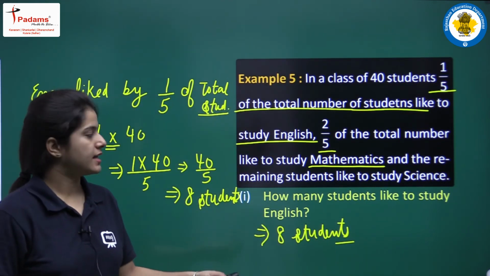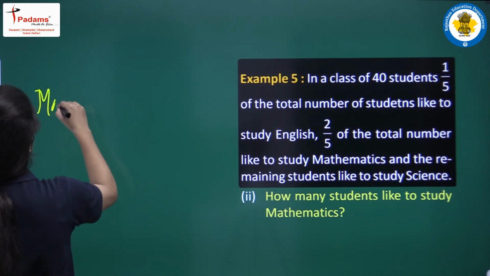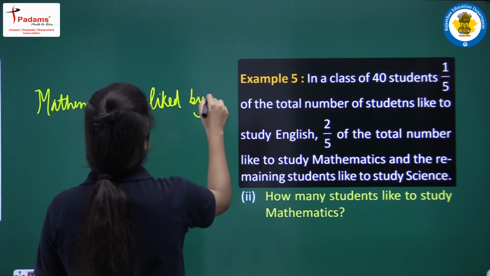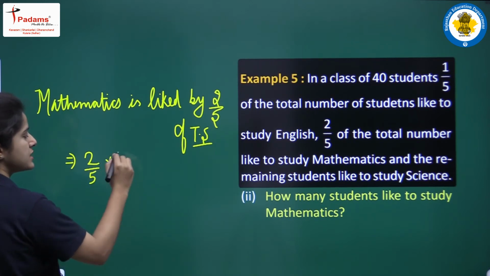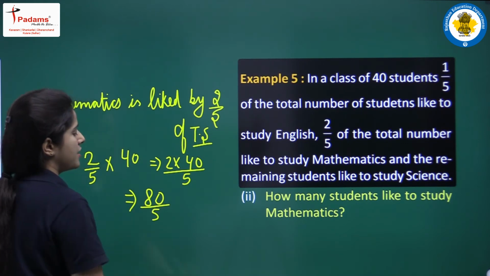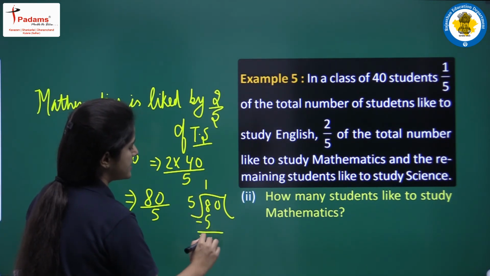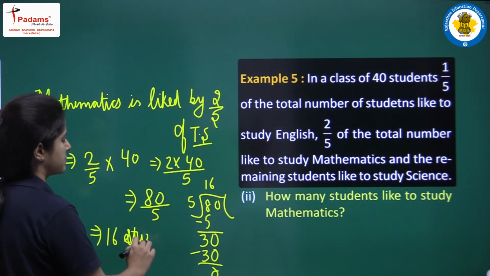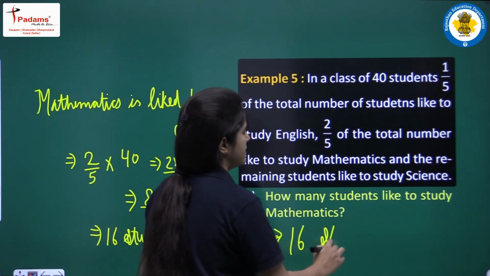Now we will see the next part, that is, how many students like to study mathematics? Mathematics is liked by 2 upon 5 of the total students. So 2 upon 5 of means multiplication, total students 40. So 2 into 40 upon 5, that is 80 upon 5. When you divide 80 by 5, the answer is 16 students. So the number of students who like to study mathematics is 16 students, alright students.